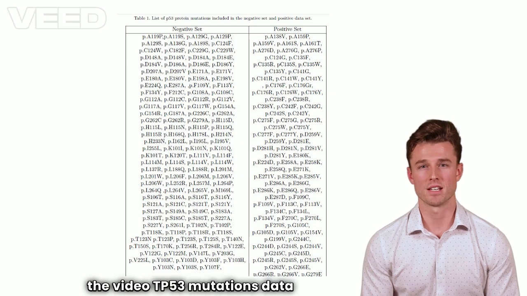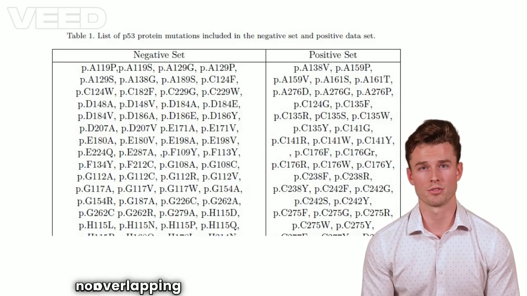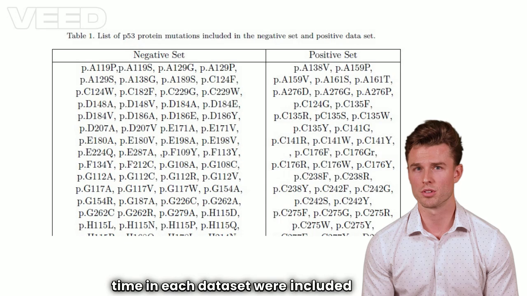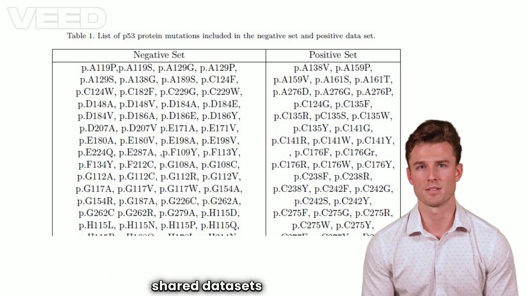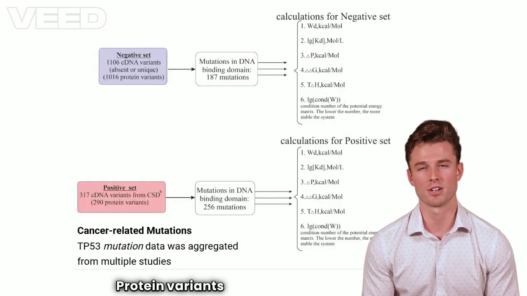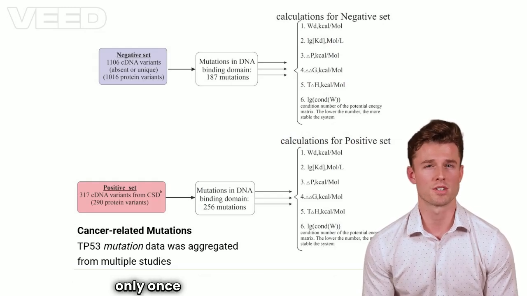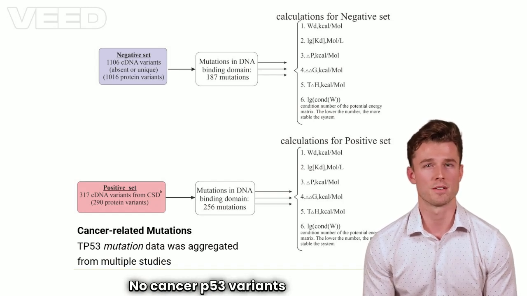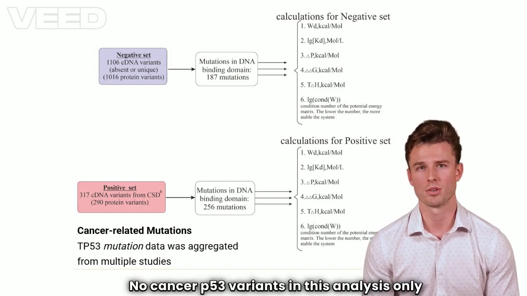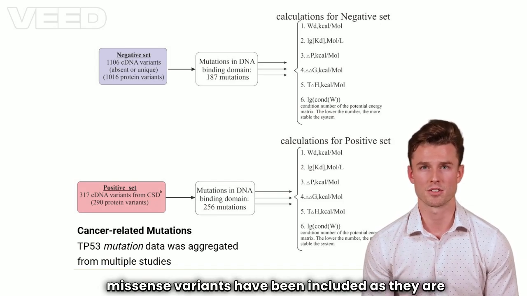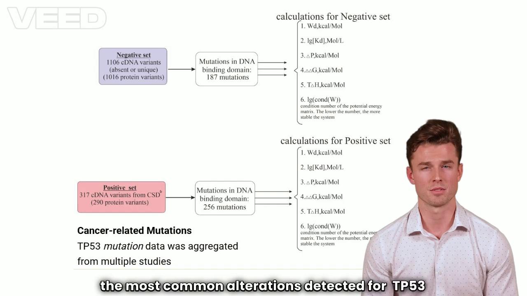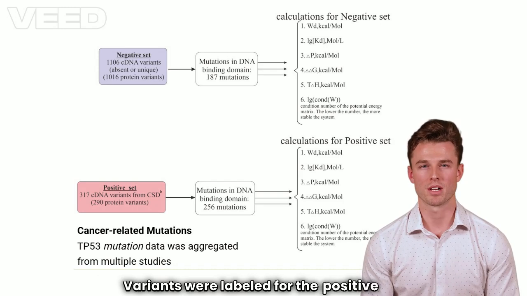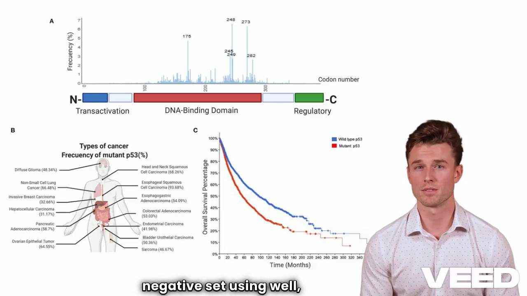TP53 mutations data were extracted from 4 non-overlapping databases, and variants found at least one time in each dataset were included in the cancer shared datasets. For the negative set, protein variants that were never found or found only once in human cancer have been selected: non-cancer p53 variants. In this analysis, only missense variants have been included as they are the most common alterations detected for TP53 and the most difficult to classify. Variants were labeled for the positive set and negative set using well.